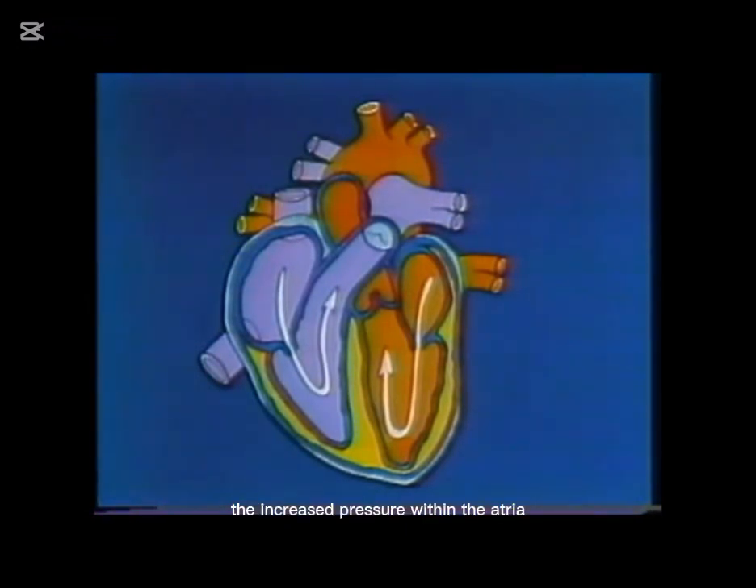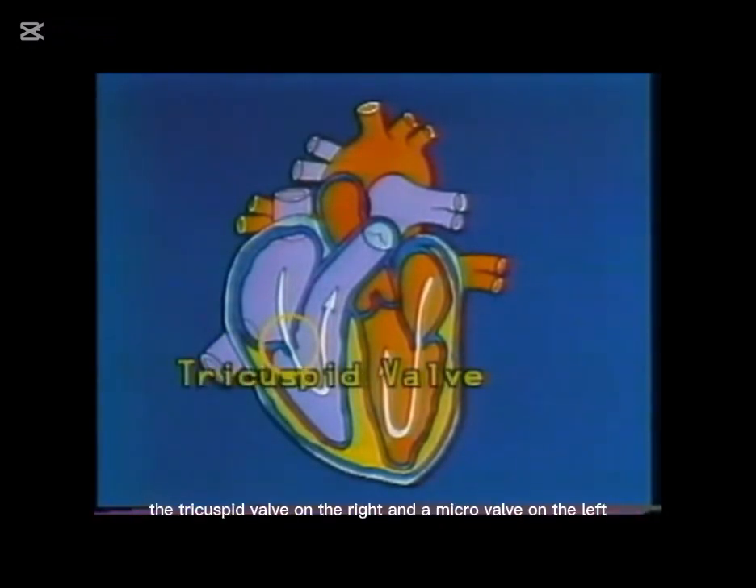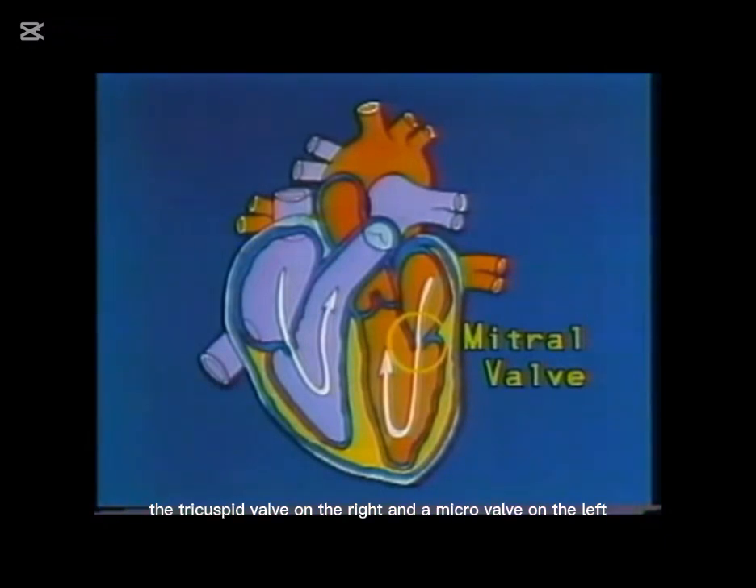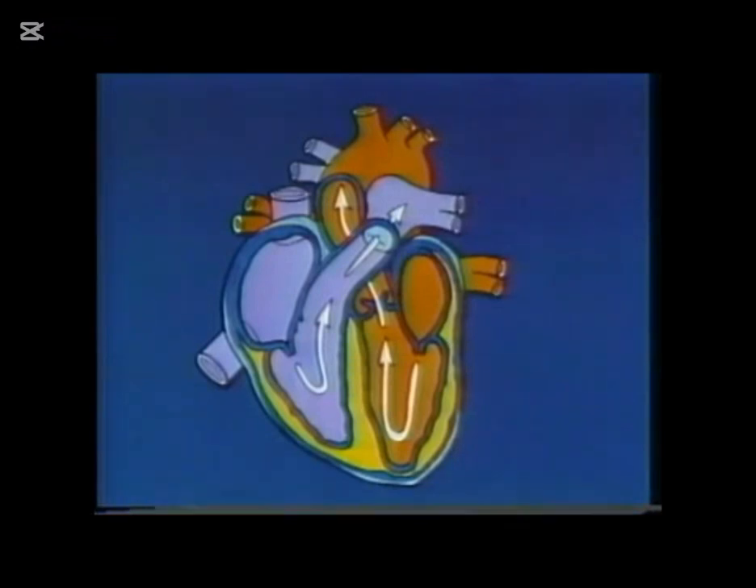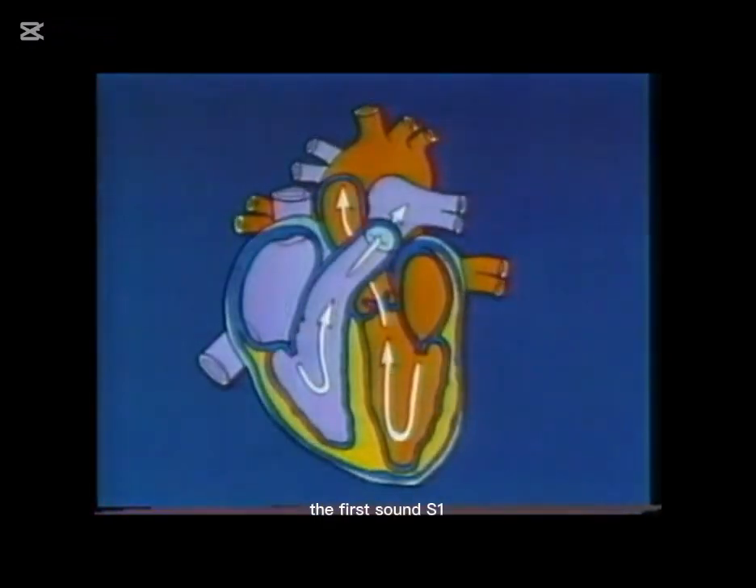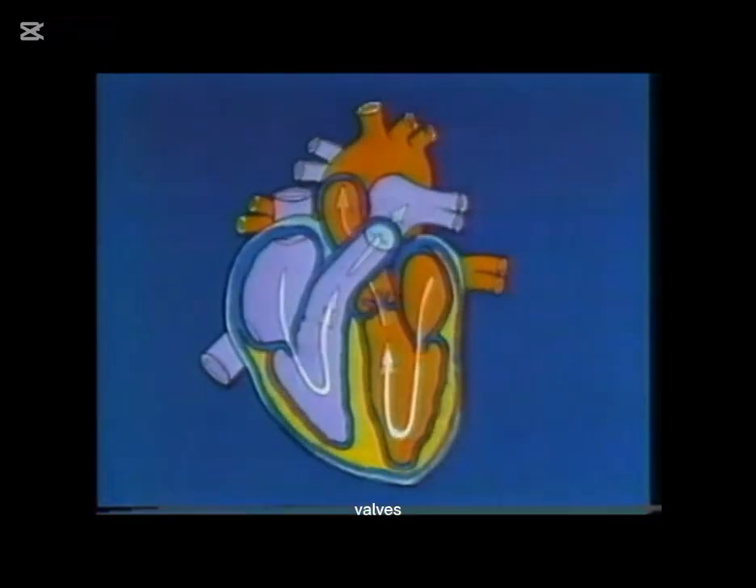The increased pressure within the atria opens the atrioventricular valves, the tricuspid valve on the right, and the mitral valve on the left. As the blood flows through the ventricles, the rising ventricular pressure slows the flow from the atria. The atria contract to force in more blood for filling. As the atria relax, the atrioventricular valves close. The first sound, S1, is believed to be produced by the closure of the mitral and tricuspid valves.